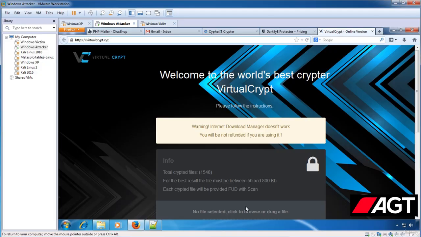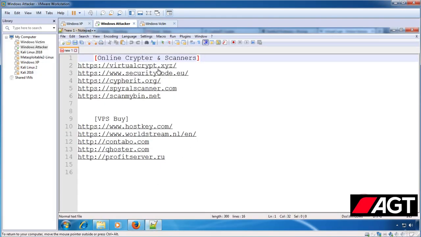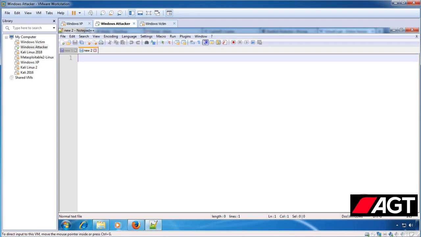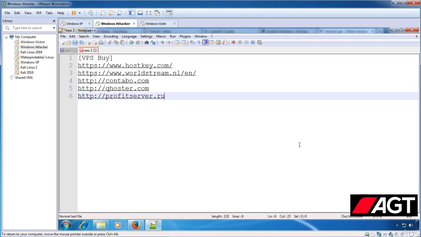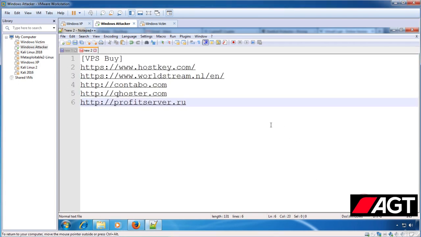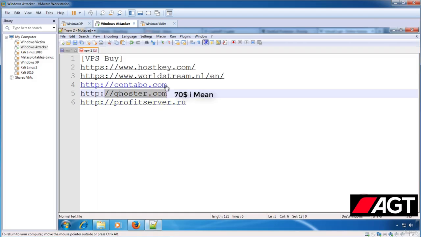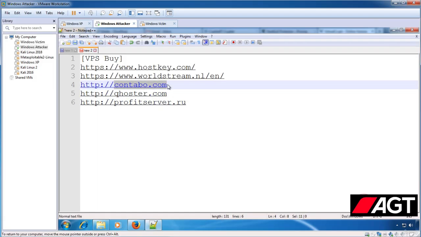And one thing more which I would like to add, the next thing is the VPS. VPS also have so many sites. As I have shown you, the Profit server is good because it's Russian, but it's slow. QHoster, you can also use it, but I have not tried it personally. But the good thing about QHoster is you can pay with Bitcoins, but it's costly, like $7. Contabo is also fast, but they only accept PayPal, and their terms are very tough.